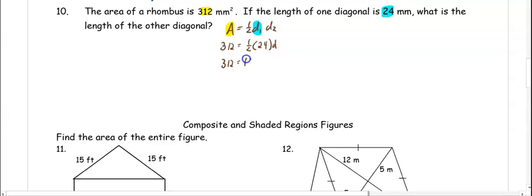So we have 312 is equal to 1/2 times 24 times d. So 312 equals 12d. When we divide, 312 divided by 12, we get 26. So our other diagonal is 26 millimeters.